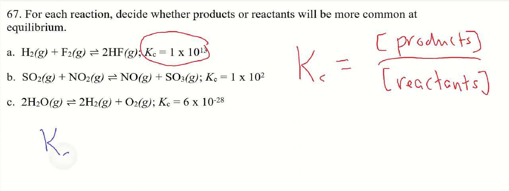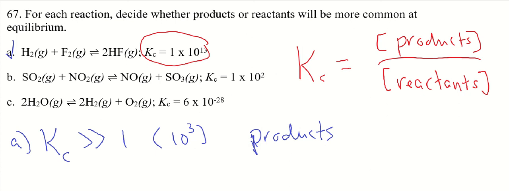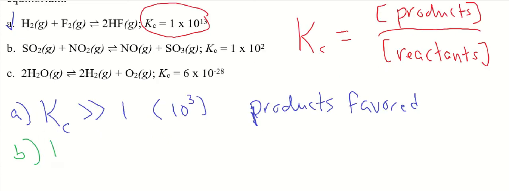If the equilibrium constant is much greater than 1, let's say 10 to the 3, like 1,000, more than 1,000, then that's because the numerator is large and that would favor the products. So that's choice A. Products are favored. If you're trying to produce a lot of a certain type of product, you would pick a reaction with a high equilibrium constant.